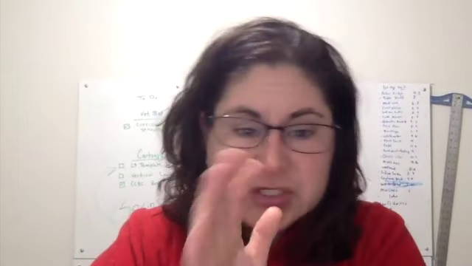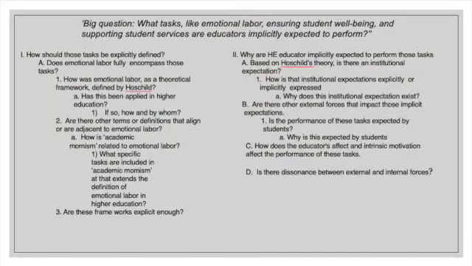One way to set up your outline is around questions. Let me share with you a research project I'm currently working on with a few other co-authors. What we're trying to do is figure out a way to pull out and measure the emotional labor tasks that are implicit but expected in teaching and higher education. Here's the main question we're trying to unpack. What tasks like emotional labor, ensuring student well-being, and supporting student services are educators implicitly expected to perform?